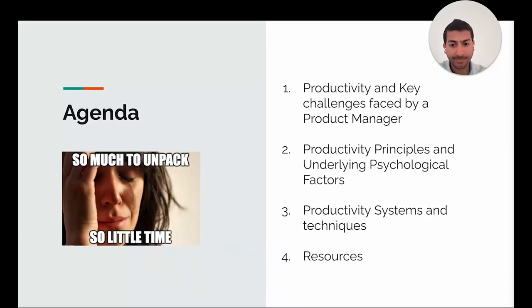Second, the content that I plan to cover in the next couple of slides is relevant for all functions, not necessarily just for product managers, right? While the challenges that I highlight in the next slide are specific to PMs, the techniques that we'll look at can be applied by all functions at any level. So just an important thing to note here. Now with that out of the way, let's dig in.